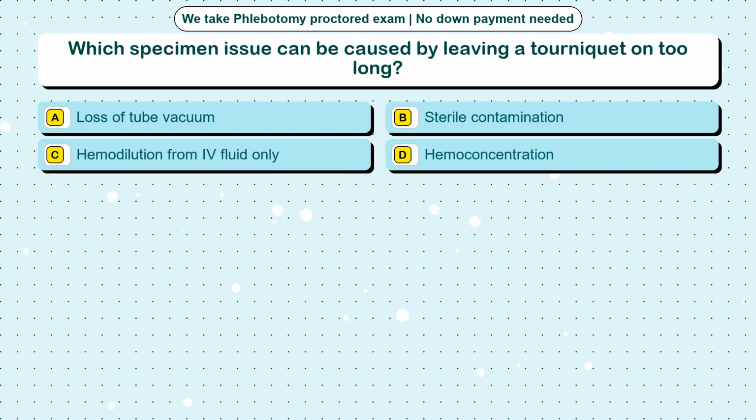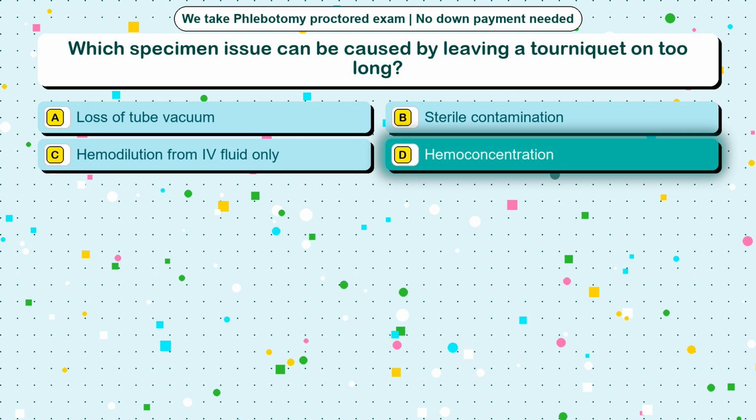Question 44. Which specimen issue can be caused by leaving a tourniquet on too long? Option A. Loss of tube vacuum. Option B. Sterile contamination. Option C. Hemodilution from forearm fluid only. Option D. Hemoconcentration. The correct answer is option D.